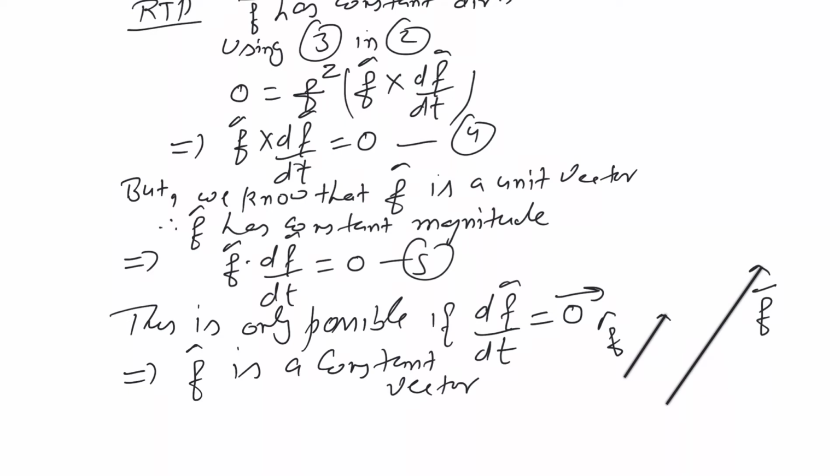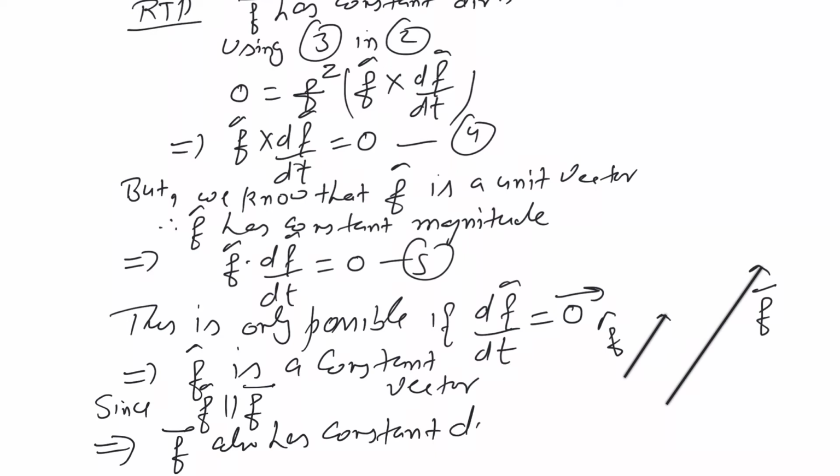So from here we can say that since f cap is parallel to f, this implies that f vector also has constant direction. Therefore we have proved that a necessary and sufficient condition for a vector function of scalar variable t to have constant direction is that f cross df by dt is equal to 0.